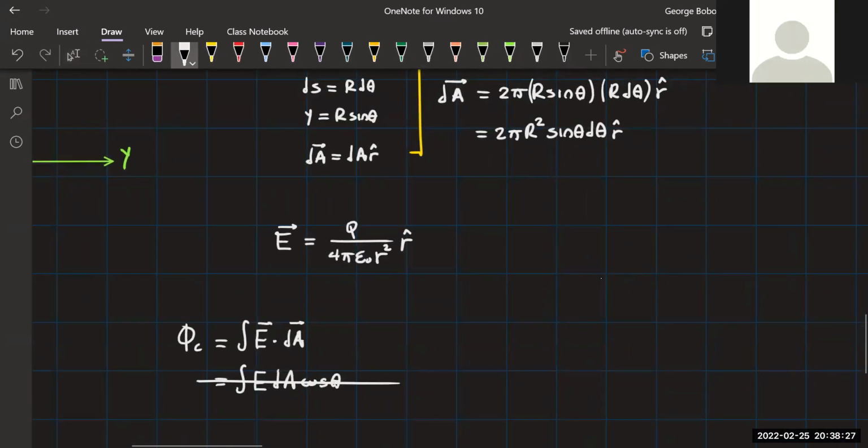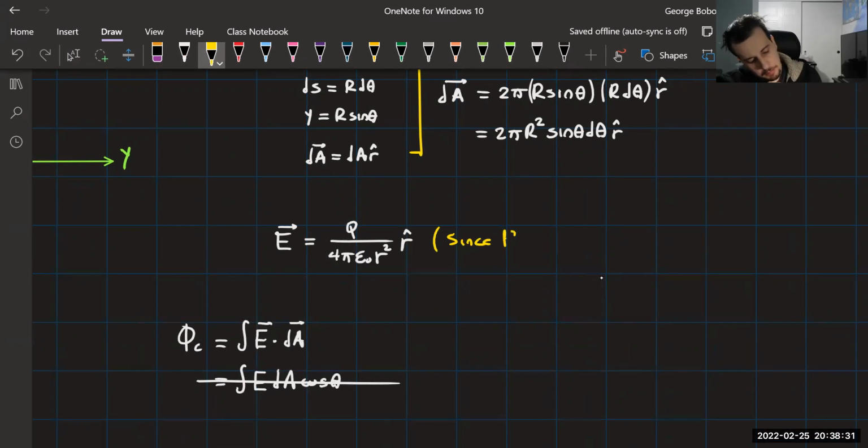Okay. And I should make a note here. Since I'm always on the surface of the sphere, okay, R is just equal to capital R.